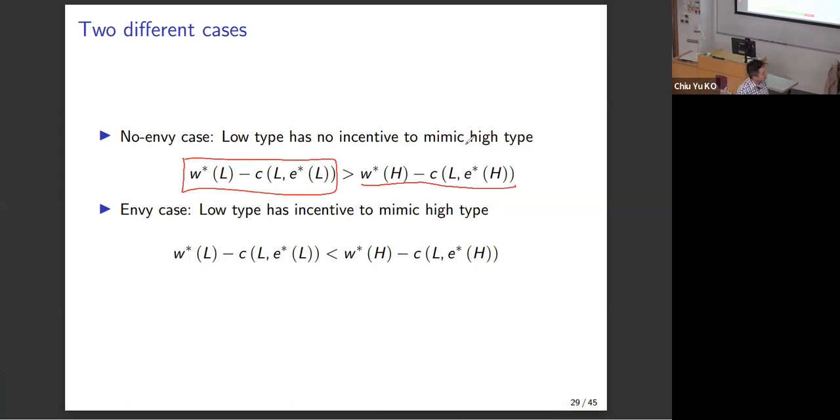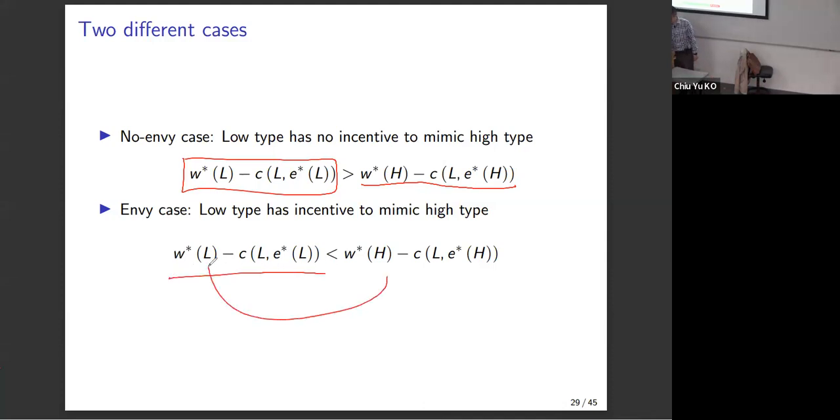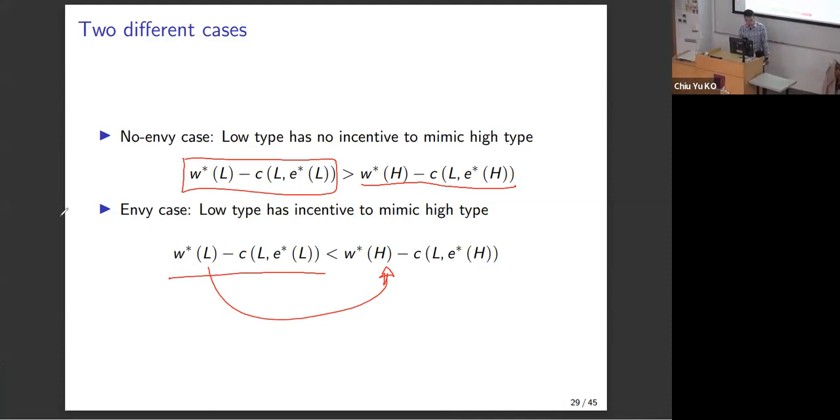You offer two different contracts. The low type gets this education and this is the wage. Then he is not happy and will not mimic the high type. That's fine. The NV case is where the low type wants to pretend to be the high type. That means there will be some problem we have to adjust. Later you will see, but this is the definition only, and we are not using it at the moment.